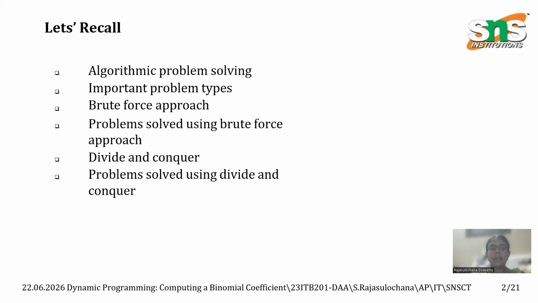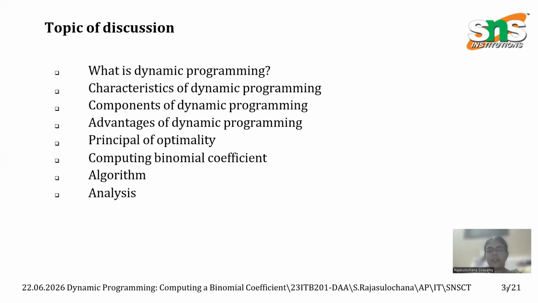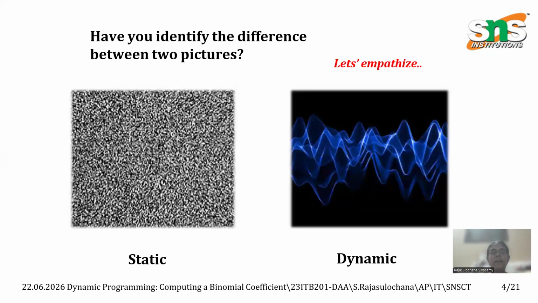So let's have a quick recall on the topics we have seen earlier. We have seen what is algorithmic problem solving technique, the important problem types, followed by problems that are solved using brute force approach. We have also seen what is divide and conquer technique and the problems that can be solved using divide and conquer technique. So today's discussion is all about dynamic programming approach, its characteristics, components, and the principle of optimality, followed by calculating binomial coefficient.